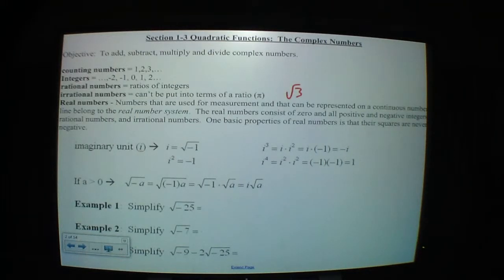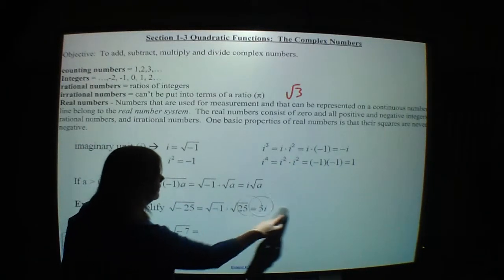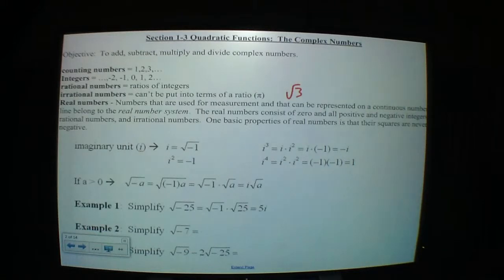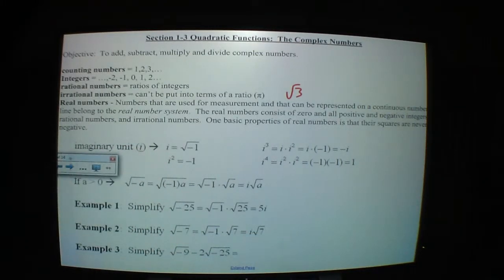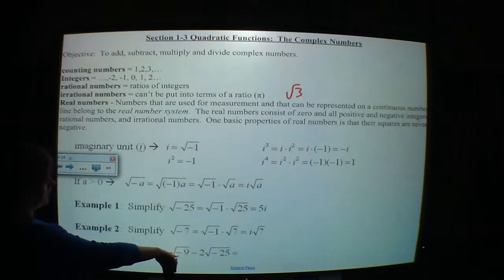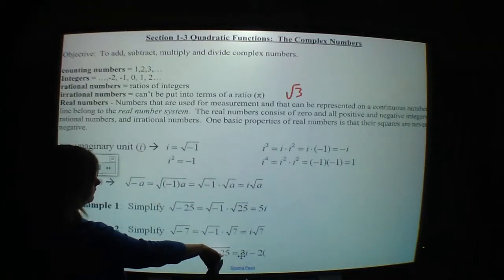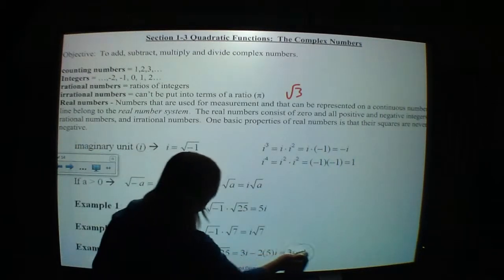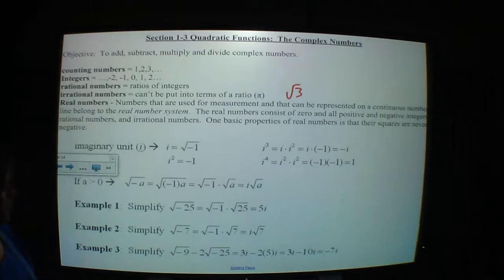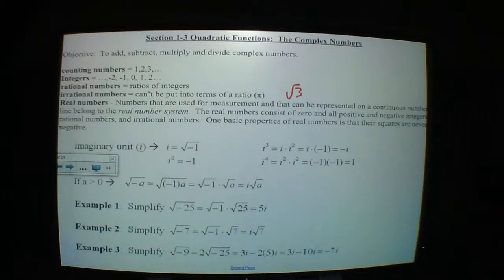So let's simplify this. The negative will come out as an i. Square root of 25 is 5. So you just have 5i. Here the negative comes out as an i, and you just have the square root of 7. Example 3, -9, that would be 3i. The negative can come out. This would be 5i, but it's minus, so it would be minus 5i times 2 is -10i. Okay? 3i minus 10i gives you -7i. And you're done.